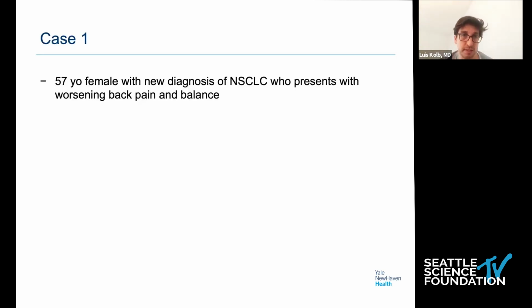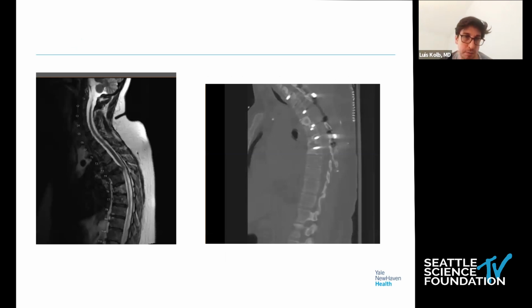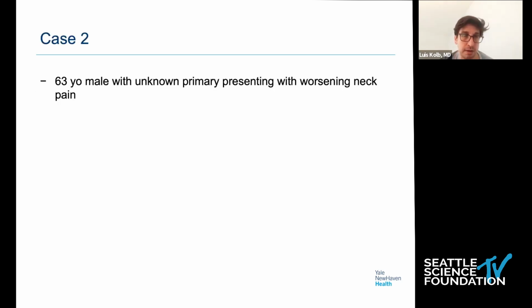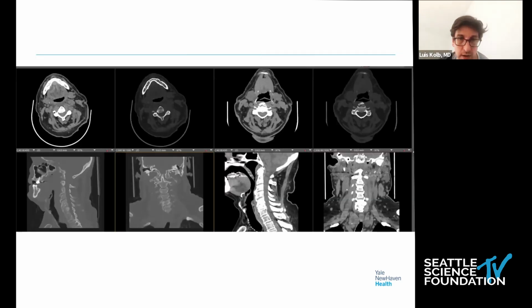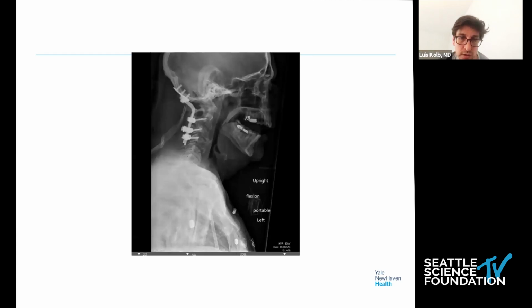Just two quick cases. This is a 57-year-old female with a new diagnosis of non-small cell cancer who presented with worsening back pain and balance problems. She had pretty significant kyphosis, a lot of focal pain, as well as stenosis, for which we performed separation surgery with a corpectomy and cement placement, with a return to a more neutral alignment and improvement of her pain. And another 63-year-old male with unknown primary presenting with neck pain with a C1-2 rotational listhesis, for which we performed an occipital cervical fusion.